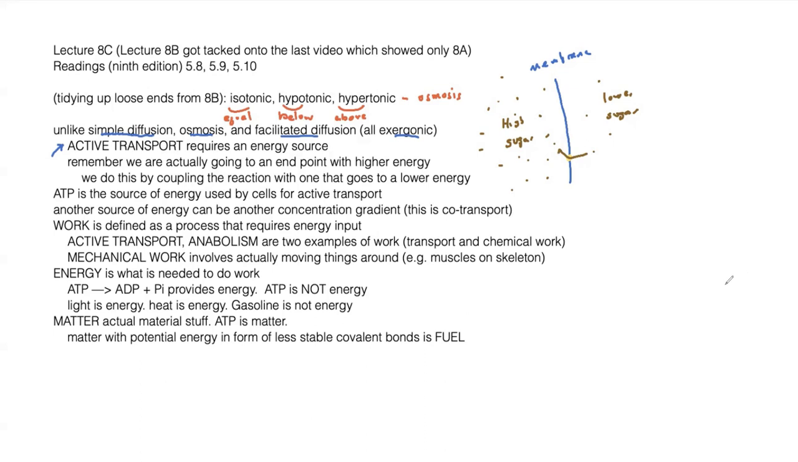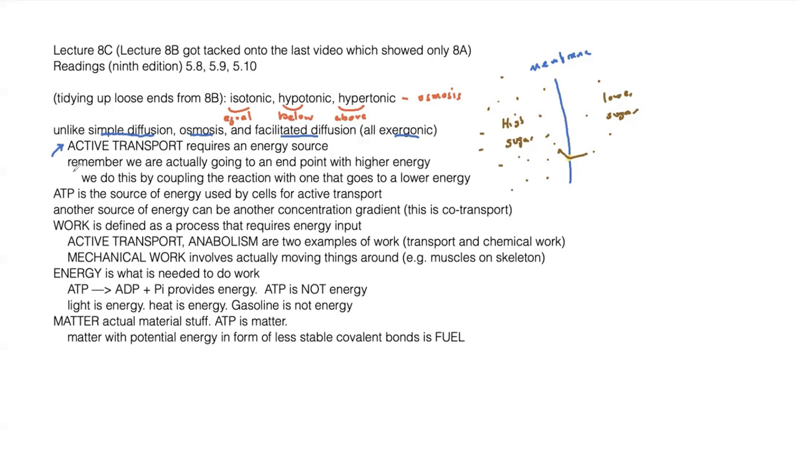That's not going to happen for free. That's moving in the wrong direction, right? If we simply open a gate and allow the sugar molecules to move through, they're going to move from left to right, not from right to left. In order for this to happen, we're actually ending up with a higher state of energy, right? There's potential energy with a high concentration of sugar on the left, a low concentration on the right. If we allow molecules to go from the left to the right, that would be taking us towards a lower energy state. But now we're moving molecules from the right to the left, we're taking it to a higher energy state, and that's why it's going to require energy.